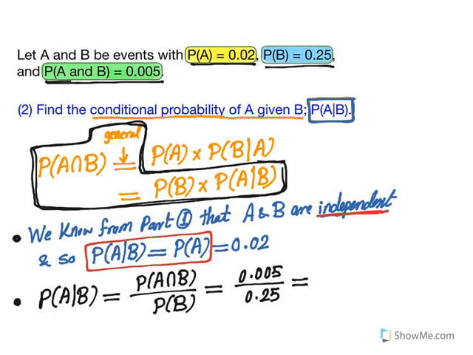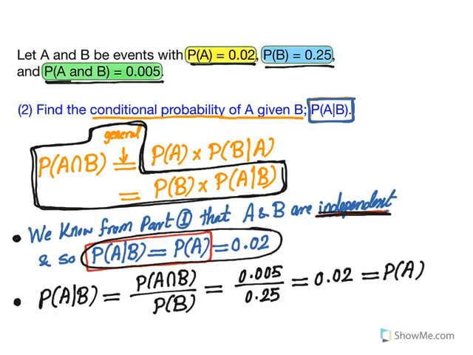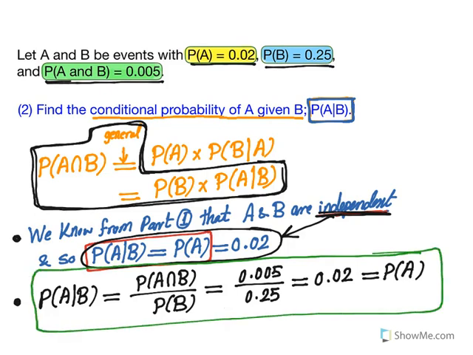And if you do this calculation, you'll get 0.02, which you expected. This is the same as the probability of A, because A and B are independent. We showed it in part 1. I already told you that because they are independent, you can conclude immediately that the probability of A given B is the same as the probability of A. But if you are not given that they're independent and you don't want to calculate whether they're independent or not, you can just use the formula here. One way to remember this formula is that probability of A given B, the B will be the one down, okay?